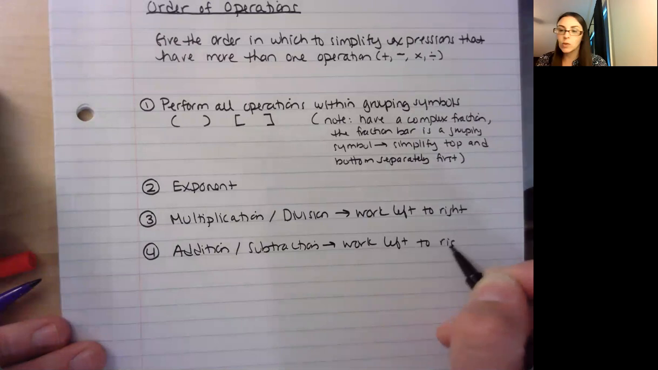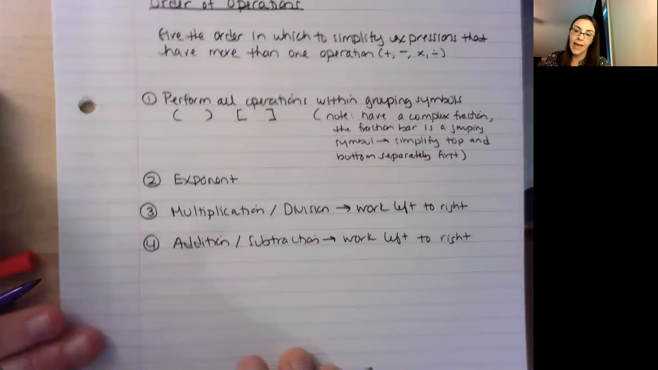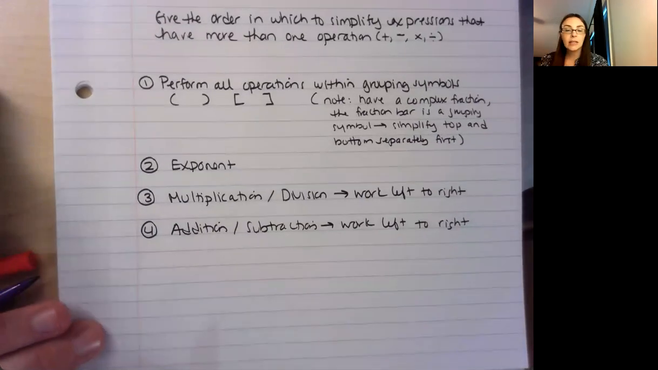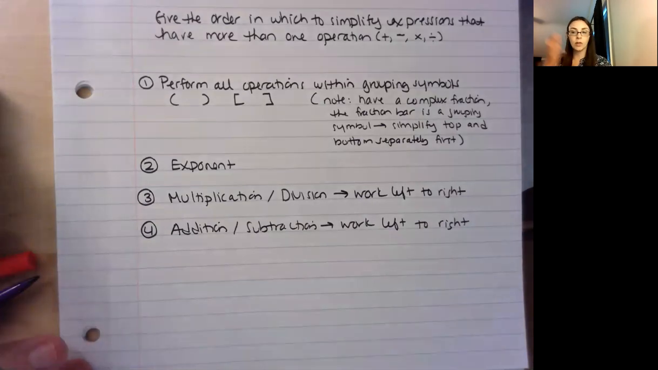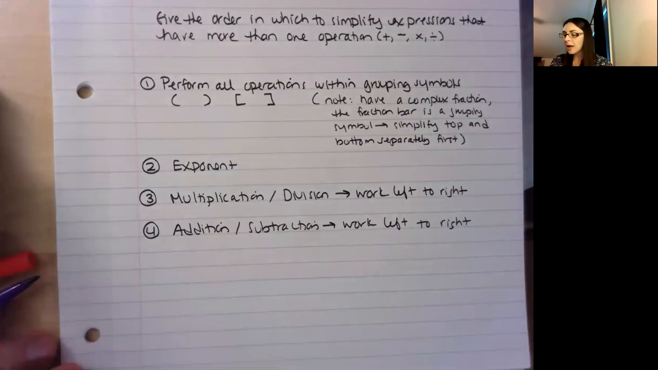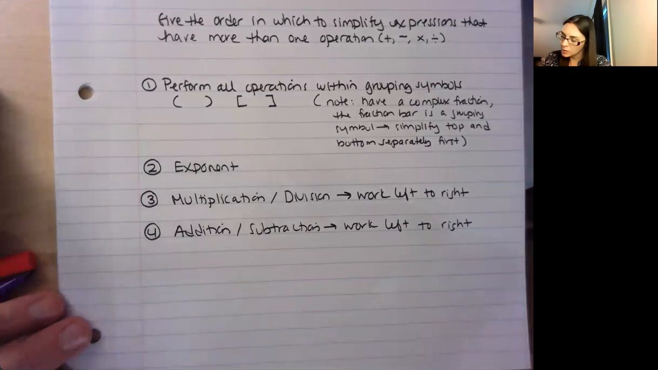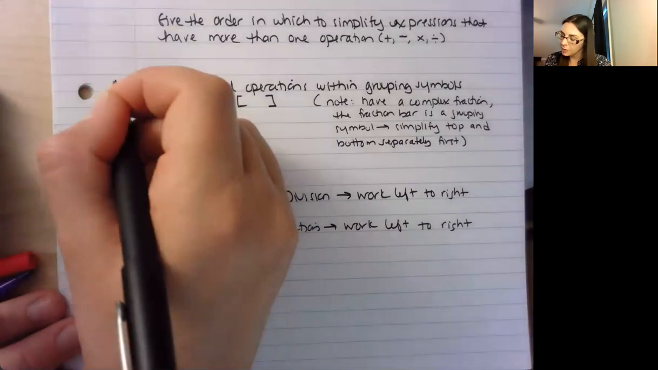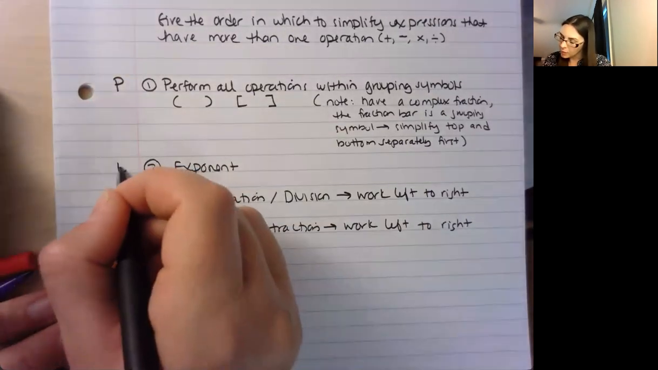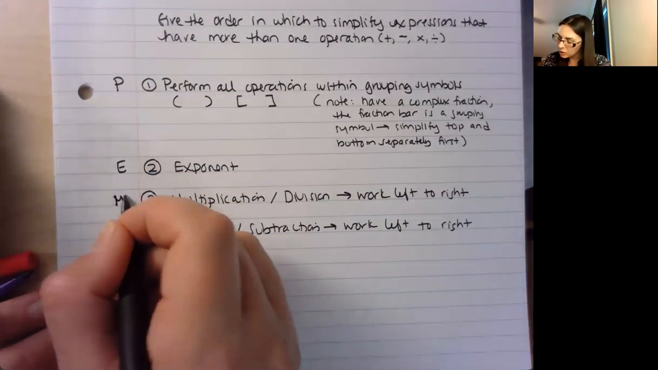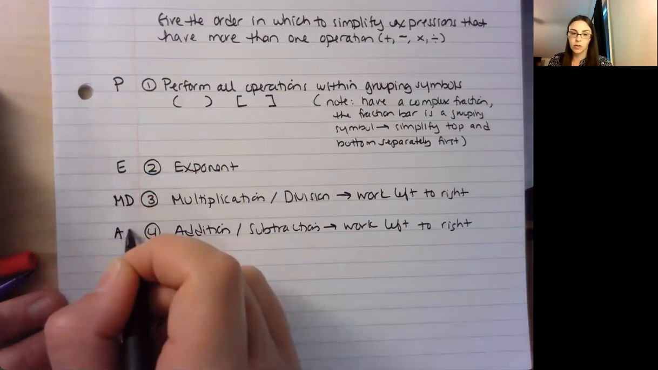And this always trips students up because they just kind of get used to doing all the adding first and then the subtracting second. And that's not how it works. These are equal. So you have to do them in order from left to right. Other ways you may have heard this. So some students remember this as PEMDAS, P for parentheses, E for exponents, M and D for multiplication and division, A and S for adding and subtracting.